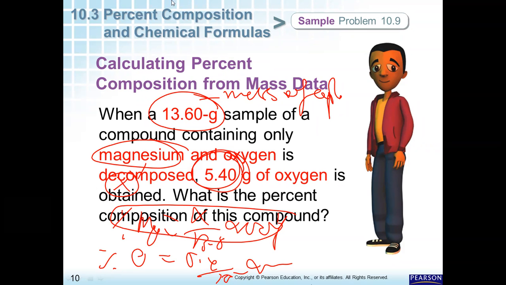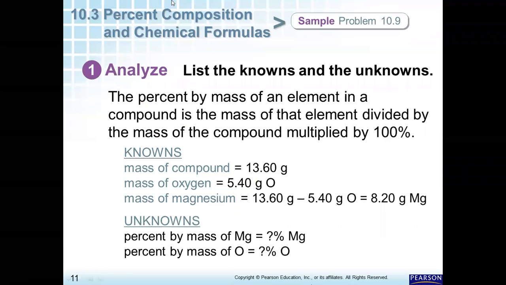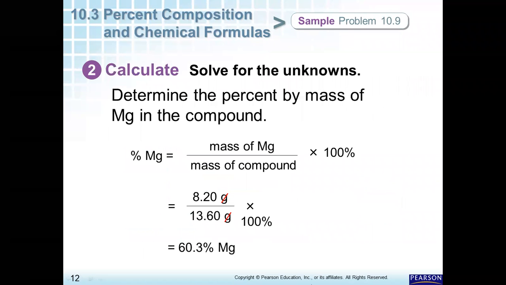Okay? So that's just basic math, what we're doing. It's no big deal, but you need to understand the concept, how to find the percent composition of a compound if you were provided with the mass of the compound and some of the elements, not necessarily all of them, as in this case. So here he found that of magnesium, and here we are required to find the others.